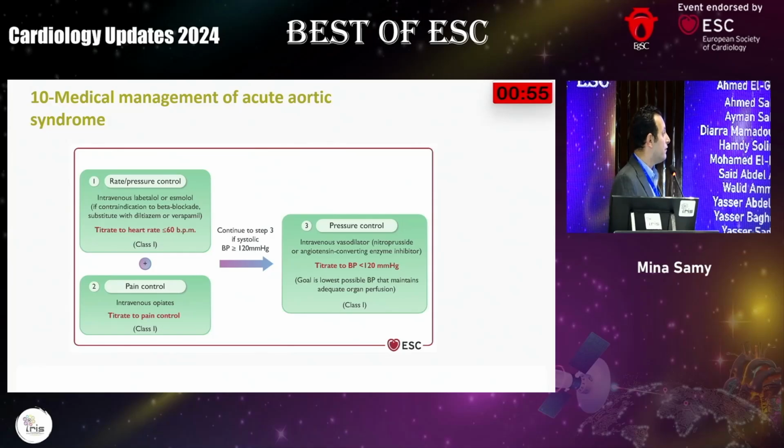The last message from the aortic guidelines was the treatment. Regarding the medical treatment, of course, it's important to have rate and pressure control using intravenous labetalol or esmolol. If there is a contraindication to beta blocker, we can use non-dihydropyridine calcium channel blockers like diltiazem or verapamil to try to reach a heart rate of 60. If the blood pressure is controlled with the beta blocker, then it's okay. If not, we can go for intravenous vasodilators like nitroprusside or ACE, targeting a blood pressure of less than 120. And finally, pain control using intravenous opiates.